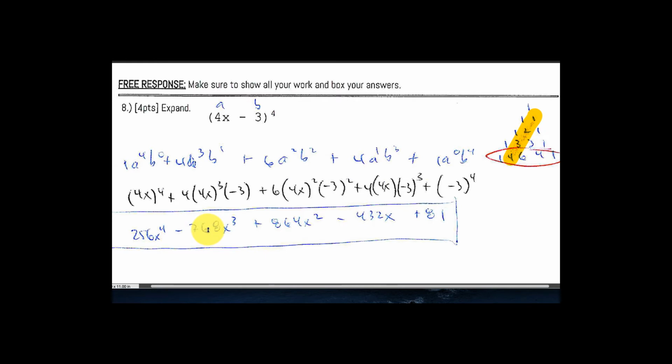You just don't have to write it. It's redundant, not needed. Remember, anything to the 0 power is 1, so that's not needed. You don't have to write that one. This was just a to the 1st. We already know that. And then you don't have to write this one. Then your a value is going to be 4x.